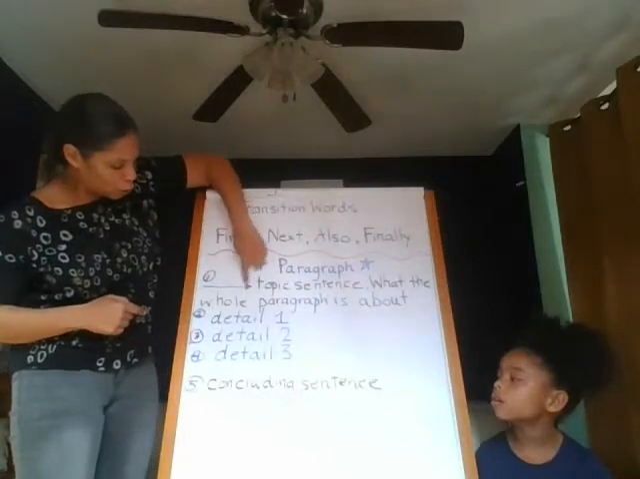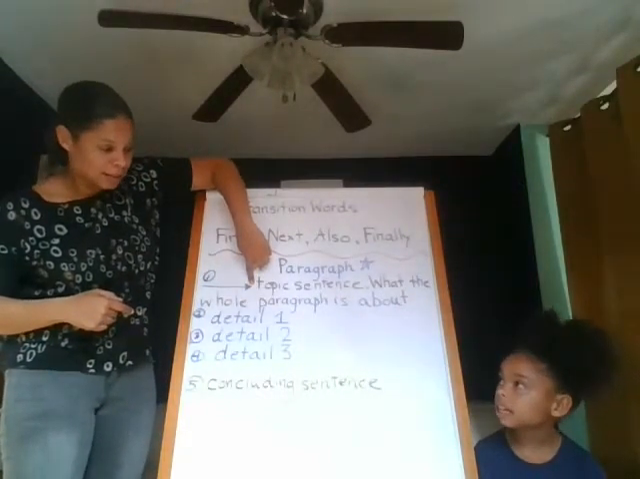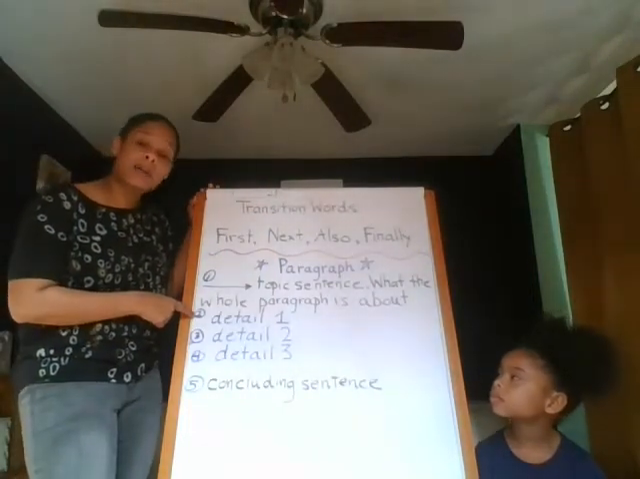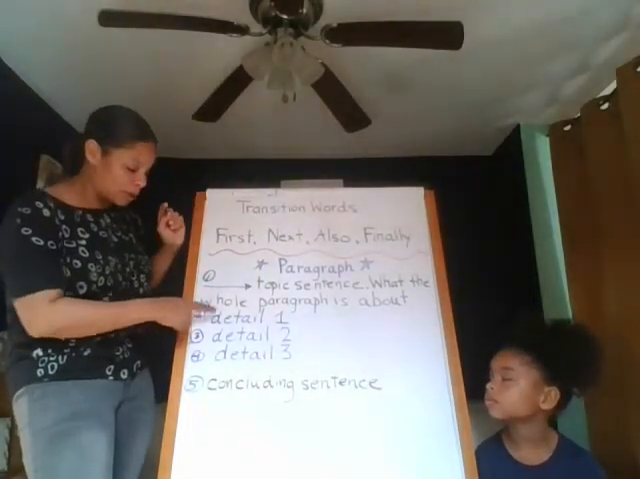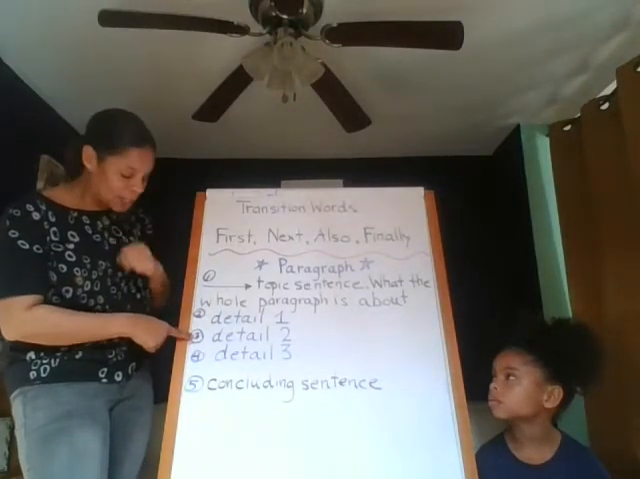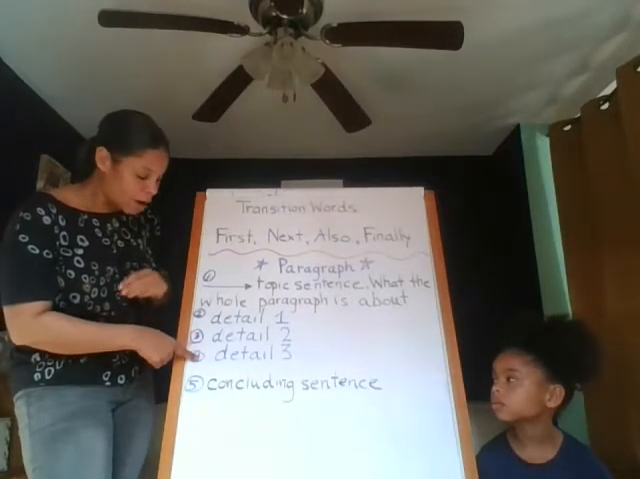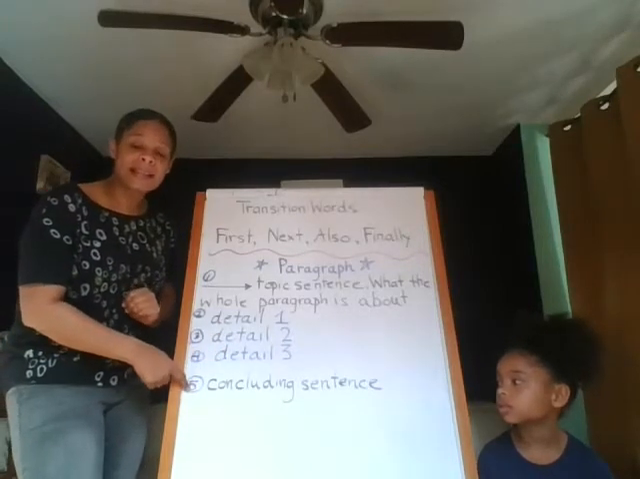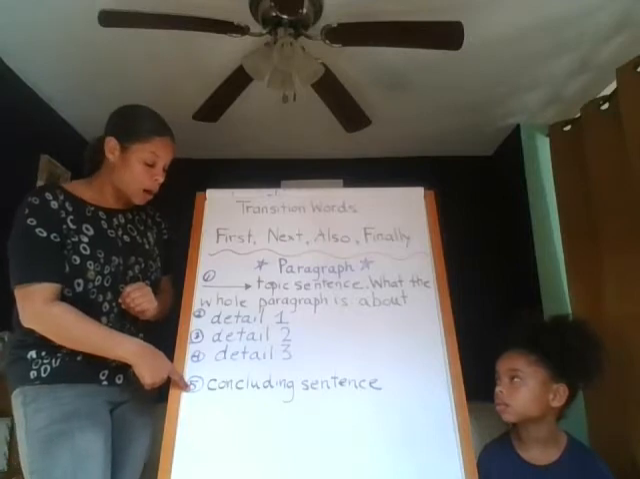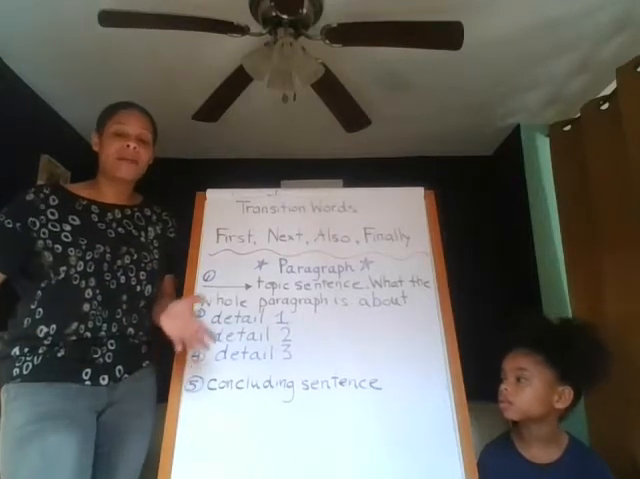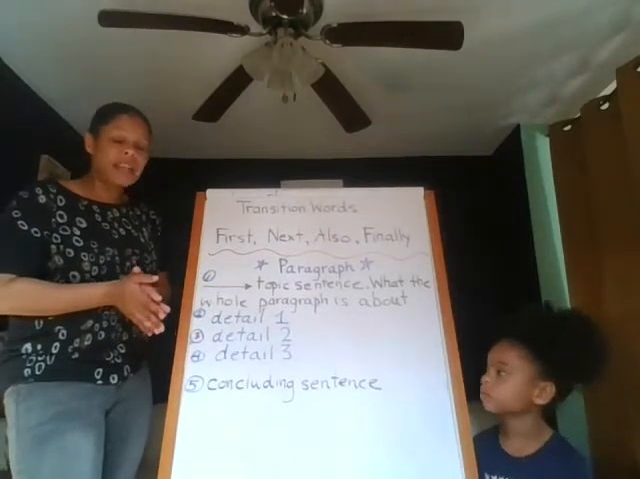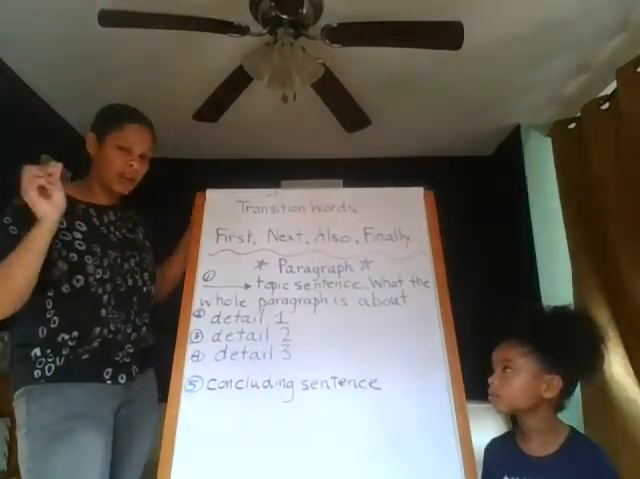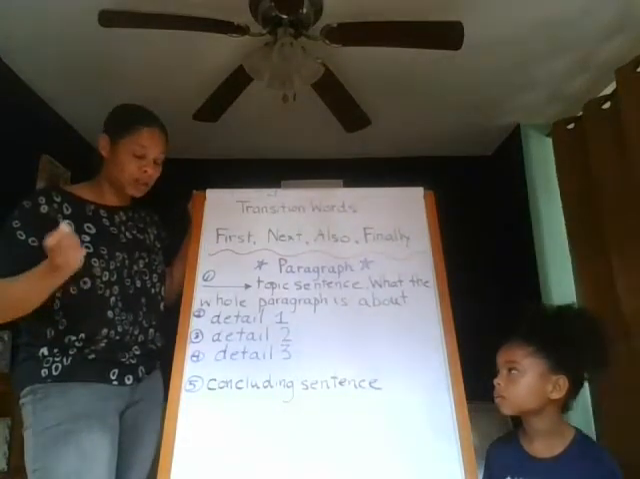Make sure you, what guys? Indent. Make sure you indent. Your second sentence, you're going to be talking all about detail number 1. One sentence to talk about detail number 1. Third sentence, you're going to be talking about detail number 2. Fourth sentence, you're going to be talking about detail number 3. And your 5th sentence is our concluding sentence. We're going to be wrapping everything up. So this was just a quick review. We did all of this yesterday, but I just want to do a quick review just so that you're familiar with the terms. Now we are ready to write.